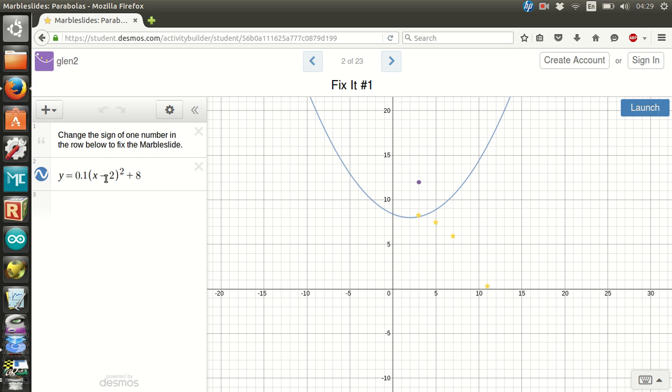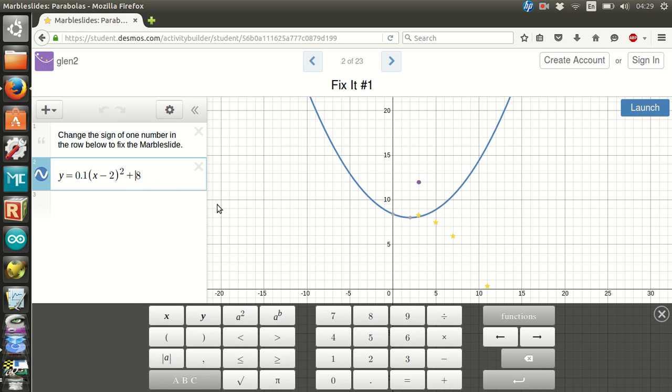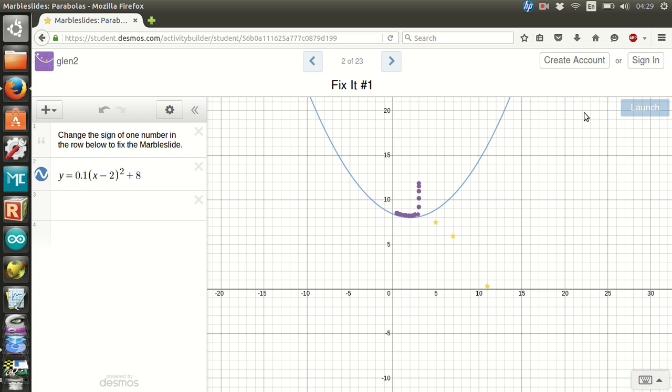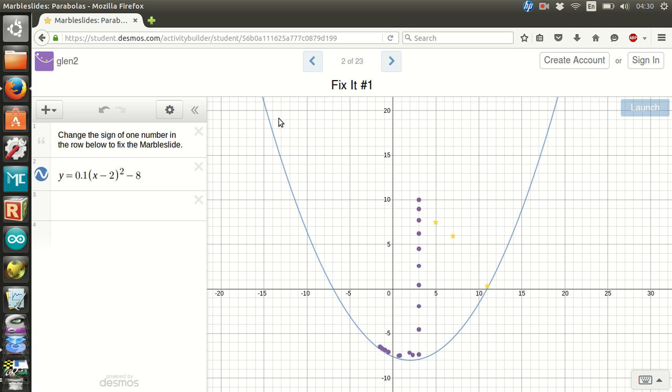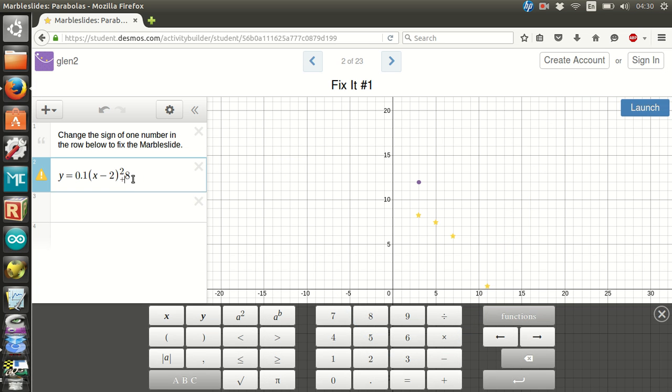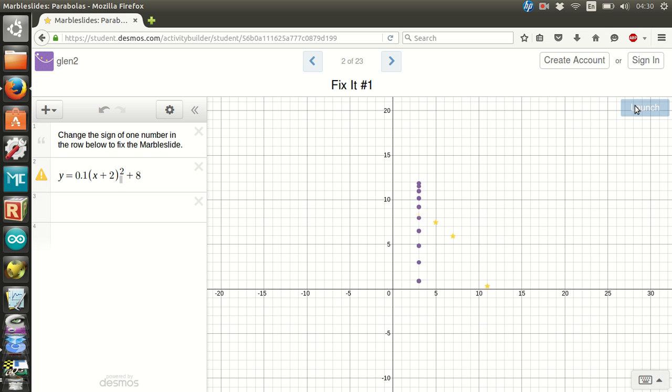Change the sign of one of these numbers. Okay, so first of all, why do the numbers need their signs changed? Because I'm not hitting the stars. Alright, so should I change this sign? No. Should I change this sign? No. Should I change? So, I think I have messed this up a little bit.